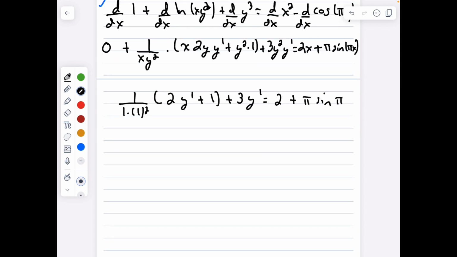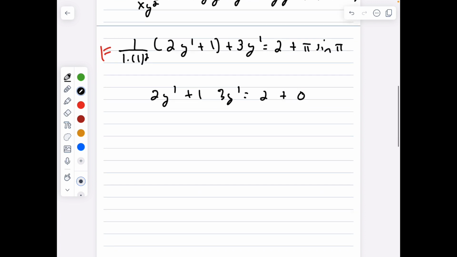If you simplify this out, this would be 2y prime plus 1, because this whole part I just wrote in red is equal to 1, plus 3y prime equals 2 plus 0, because the sine of pi is 0. So you'd have 5y prime equals 1. What I did was add all the like terms with y prime together, so it's 5y prime. Then I moved everything over.